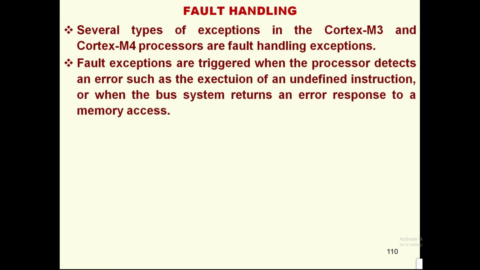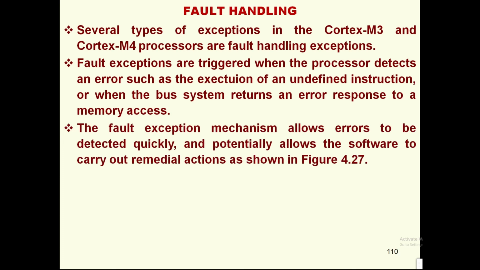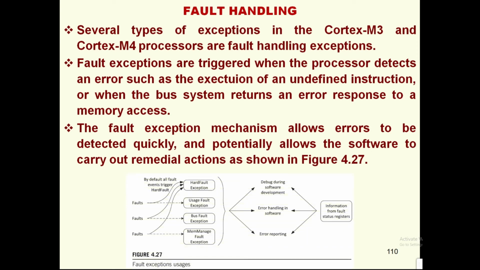Several types of exceptions in the Cortex M3 and Cortex M4 processors are fault handling exceptions. Fault exceptions are triggered when the processor detects an error such as the execution of an undefined instruction, or when the bus system returns an error response to a memory access. So the fault exception mechanism allows errors to be detected quickly and potentially allows the software to carry out remedial actions, as shown in figure 4.27.